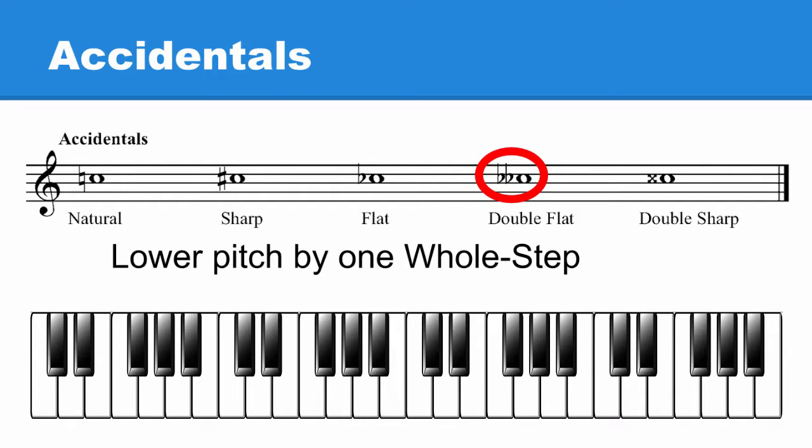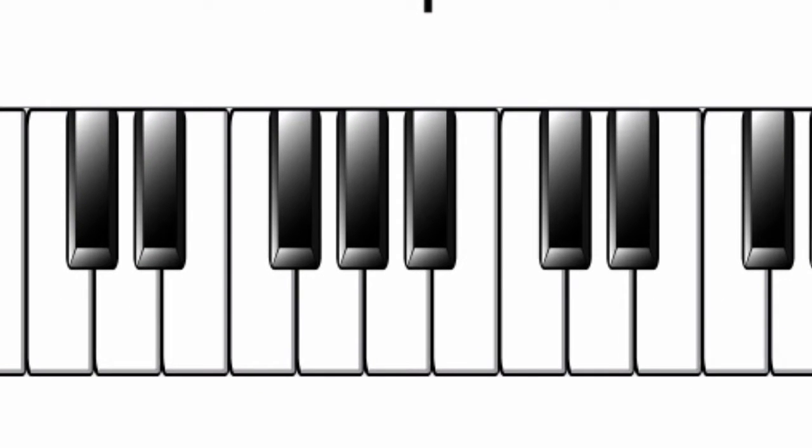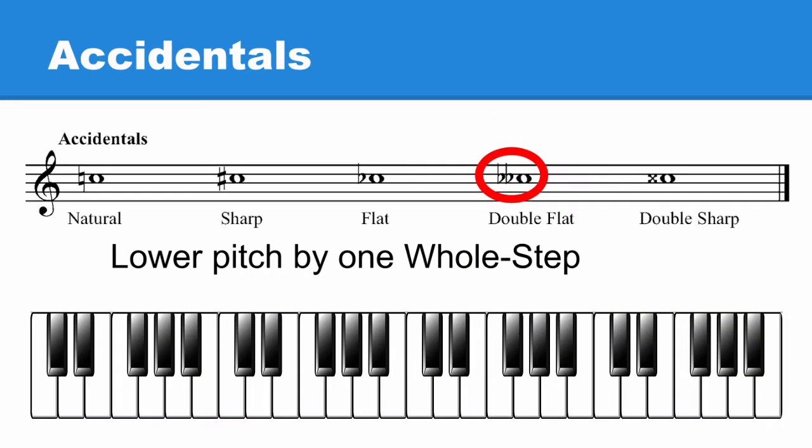A double flat lowers the pitch by 1 whole step. A whole step is made from 2 half steps. So if we wanted to go 1 whole step down from C, we would go down 2 half steps. Remember, a half step is the next note up or down. We go down 1, 2. That's a whole step. If we start on C and go up a whole step, we would go 2 half steps up. 1, 2. That's a whole step above C. So this example here, we see something that says C double flat. So we would start on the C and we would go down 1 whole step, which is the same as 2 half steps.